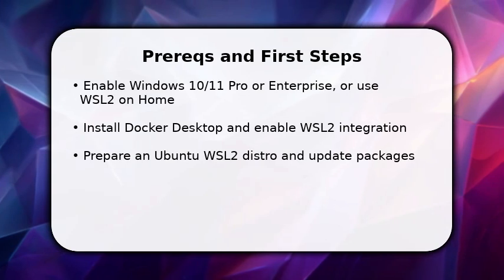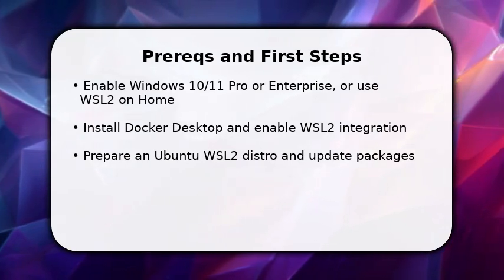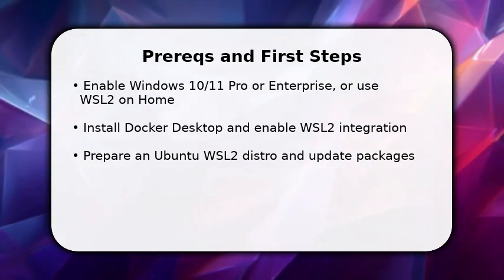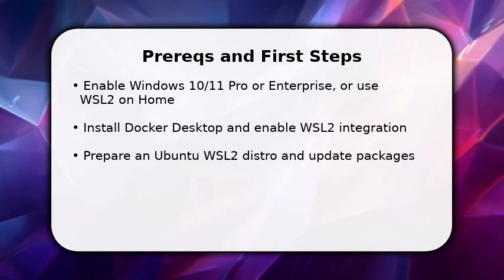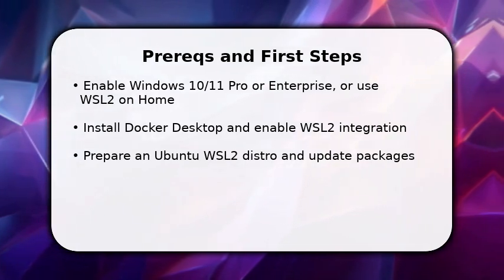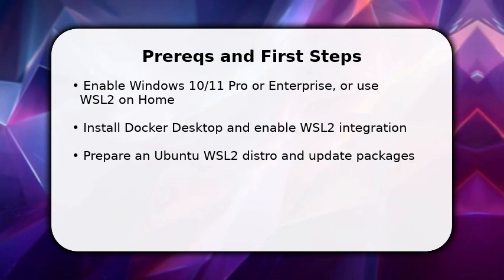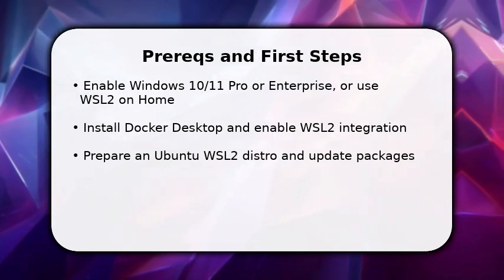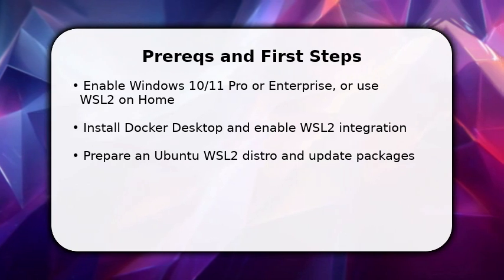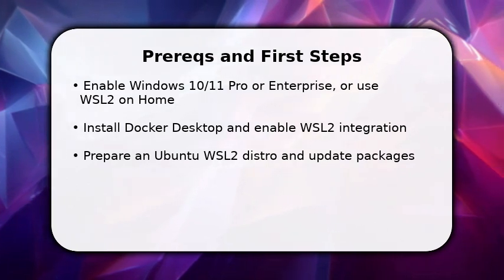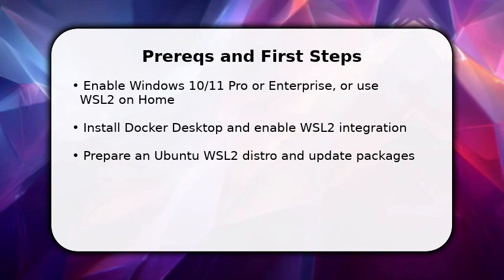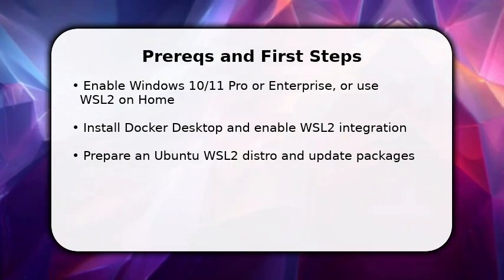You start by confirming prerequisites, Windows Pro/Enterprise or WSL2 on Home, then install Docker Desktop. Once installed, enable WSL2 integration and choose your Ubuntu WSL2 distro. Make sure you update packages inside WSL2 so the kernel and tools match Docker Desktop expectations.